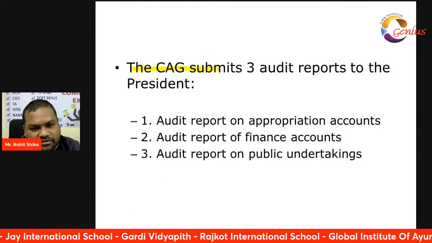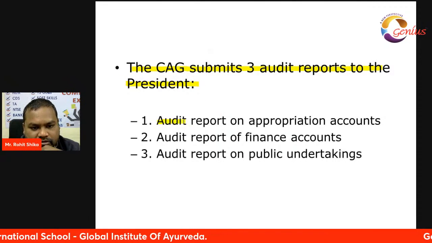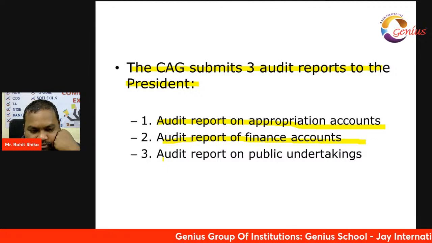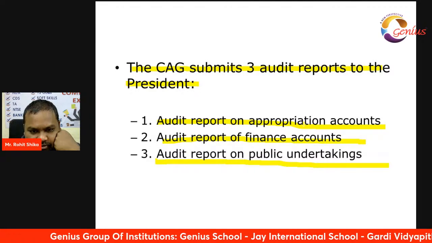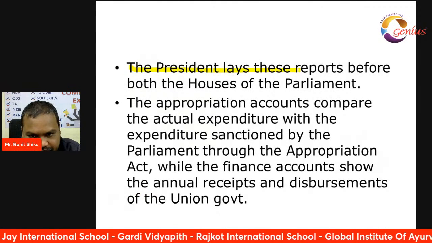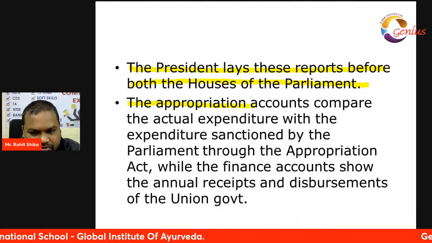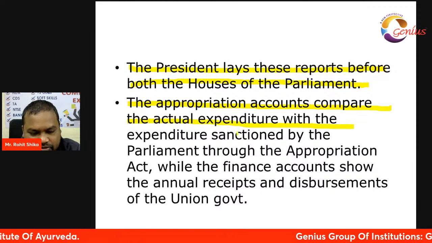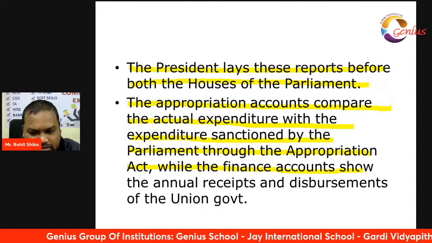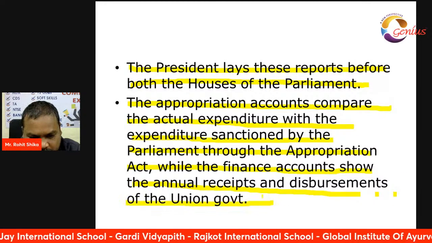The Comptroller and Auditor General submits three audit reports to the President: audit report on appropriation accounts, audit report on finance accounts, and audit report on public undertakings. The President lays these reports before both the houses of the Parliament. The appropriation accounts compare the actual expenditure with the expenditure sanctioned by the Parliament through the Appropriation Act, while finance accounts show the annual receipts and disbursements of the Union government.